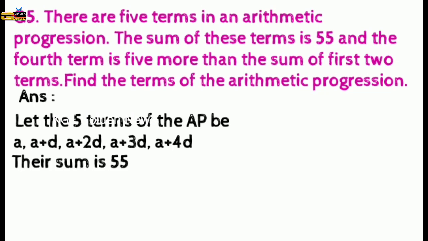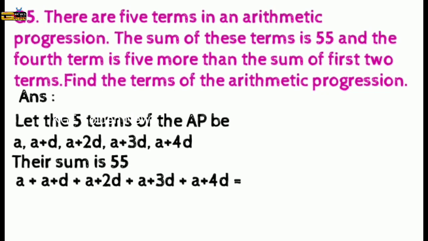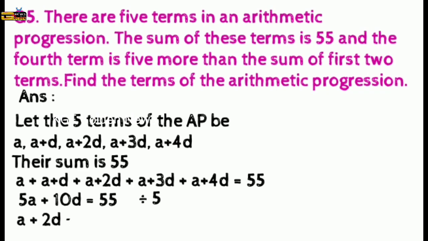Their sum is given as 55. Now adding the terms, we get A plus A plus D plus A plus 2D plus A plus 3D plus A plus 4D equals 55. By adding the like terms, we get 5A plus 10D equals 55. Dividing the equation by 5, we get A plus 2D equals 11. Consider this as equation number 1.